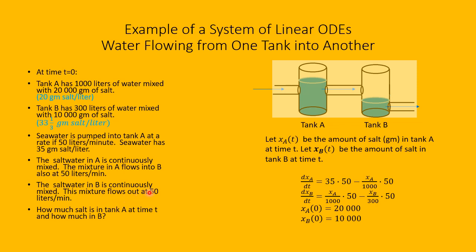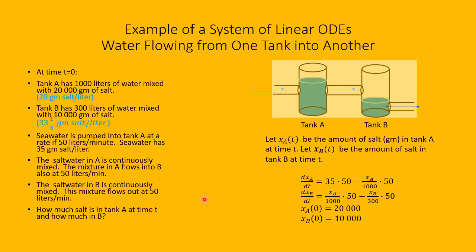Salt water flows out at 50 liters per minute. So over here, also out 50 liters per minute. So 50 liters per minute in, 50 liters per minute out of tank A and into tank B, 50 liters per minute leaving tank B. That means that the level of water is going to remain constant in these tanks. The concentration of salt might not, but the volume of water is not going to change with time.